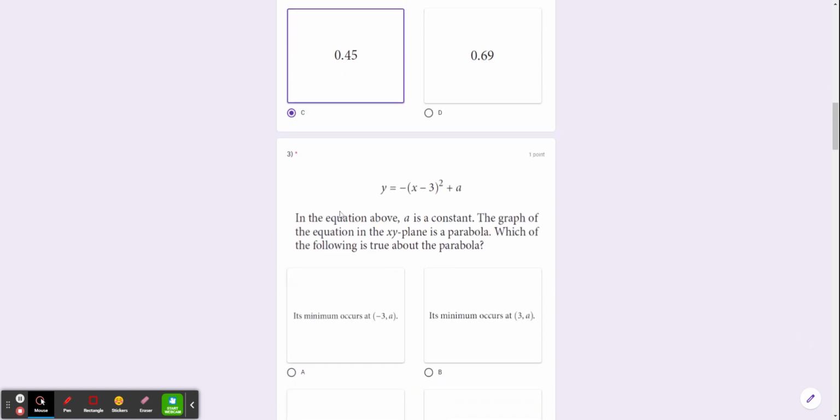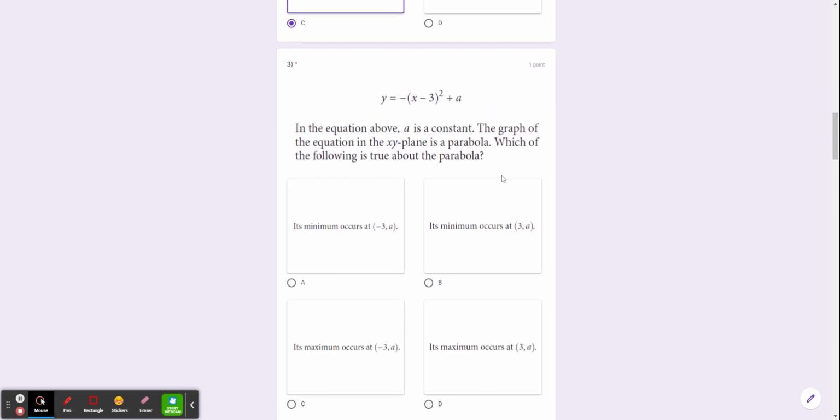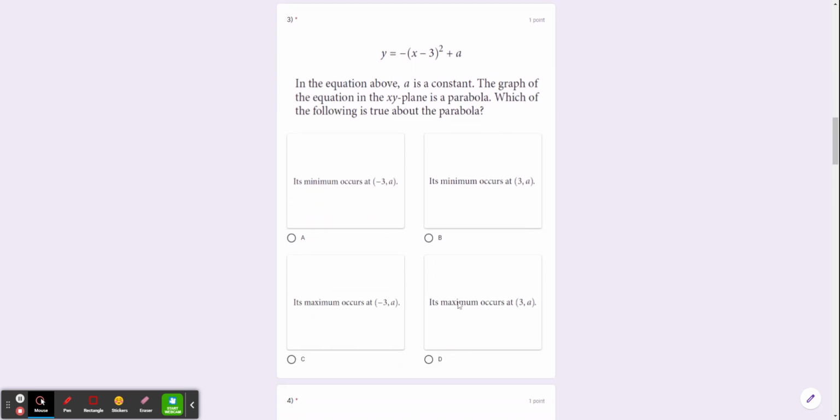Okay, question 3. The equation above, a is a constant, the graph of the equation in the xy-plane is a parabola, so a U-shaped curve. Which of the following is true about the parabola? A couple things: the coefficient out front here tells us whether the parabola opens up or down. Opening up would be a U-shape, opening down would be an upside down U. Since it's negative, this parabola opens down, which means we have to have a maximum value. This graph is going to have a peak. So it must be C or D.